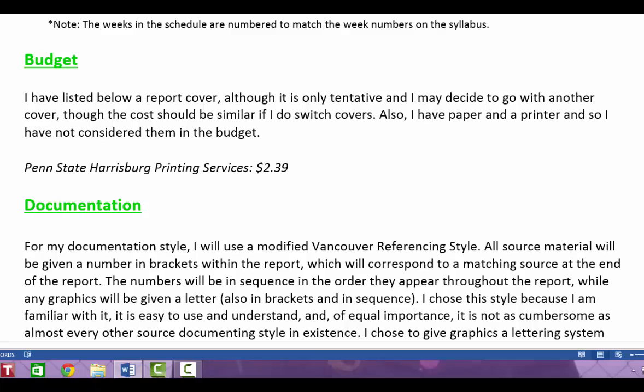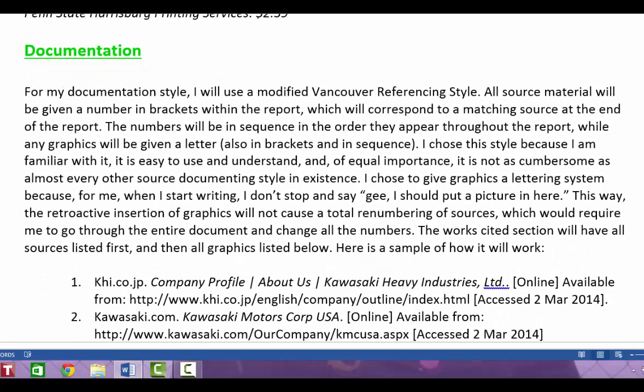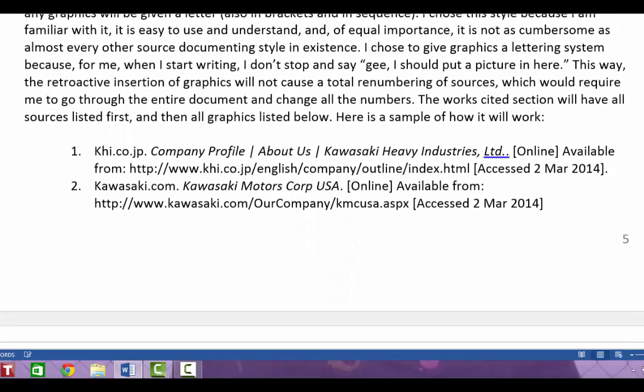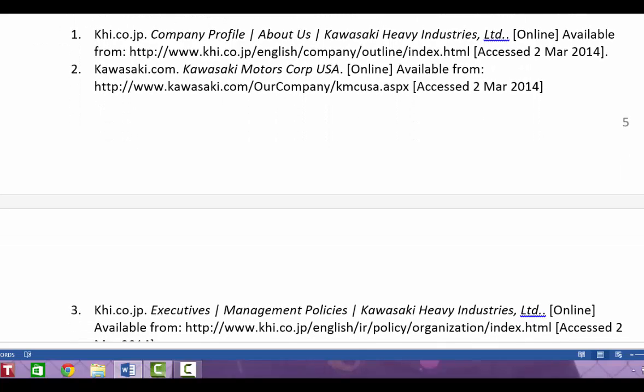He then provides a budget for his intended project and discusses the documentation style that he will be using. He's using Vancouver referencing style. He discusses why he's using Vancouver referencing style, and then he provides some samples in that format.